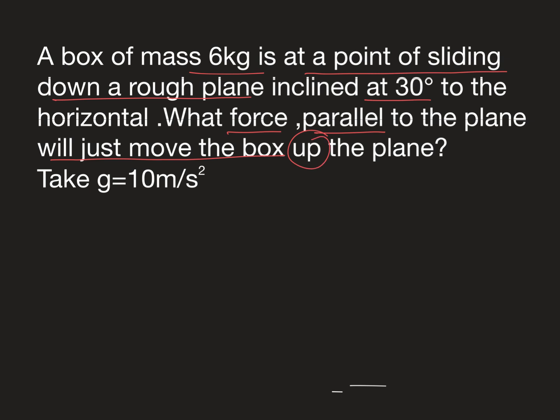So if we should digest the information that we have, the motion is up the plane, right? Because it has been clearly stated here, what force parallel to the plane will just move the box up the plane. The body is in limiting equilibrium. Why? Because it says it's at a point of sliding down a plane. It is just about to slide down the plane. So in order to avoid that, a force is applied to move the body up the plane.